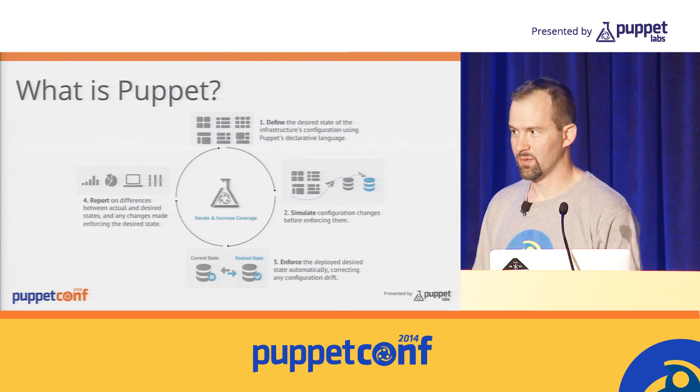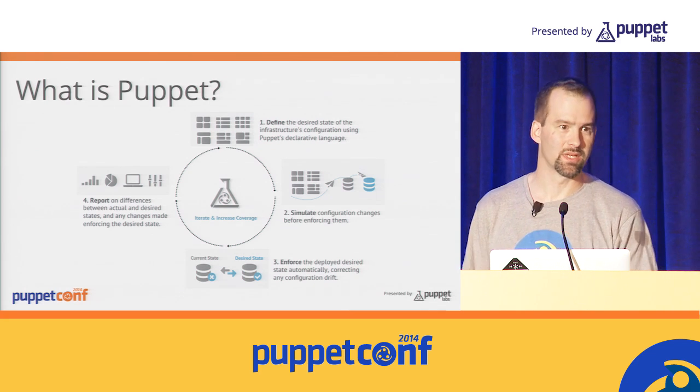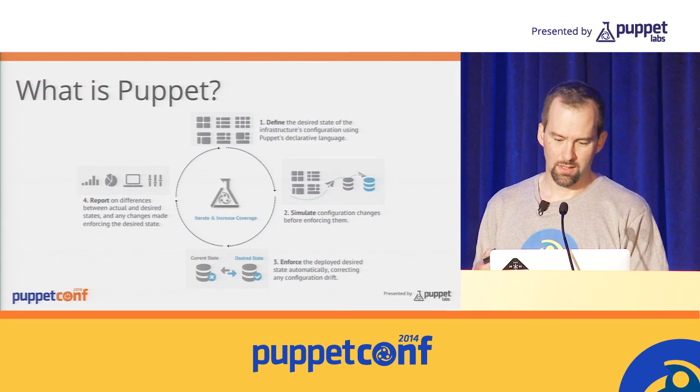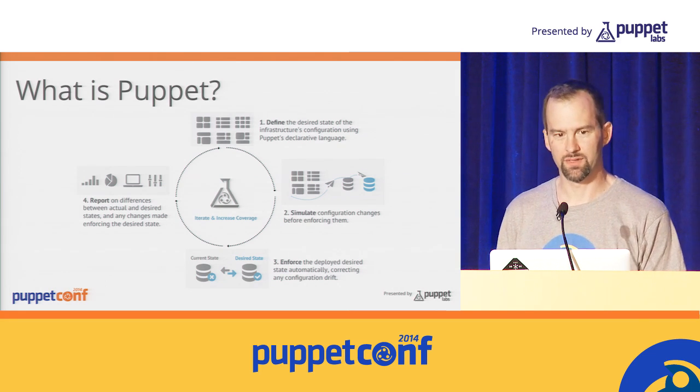In the Puppet ecosystem, there are a number of other components, things like the Puppet Master, Puppet DB, the console. And today I'm just going to be focusing on the Puppet agent as it applies to Windows.